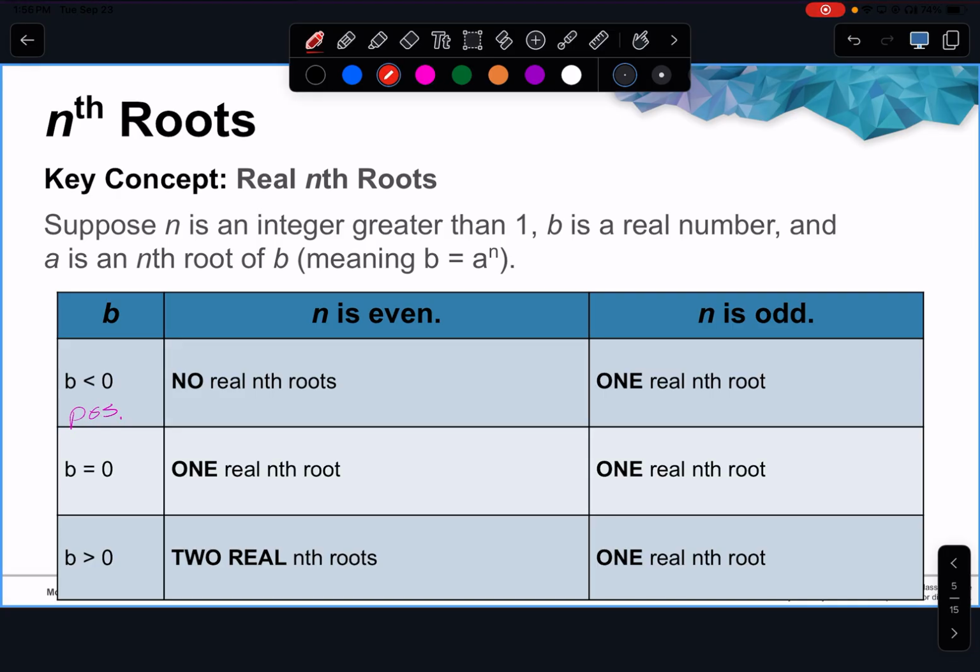Another thing I want to add to these notes is up here, and we're talking about the nth root of b. So when we look at where the n is, that's what we're talking about, like when it says n is even or n is odd. For the middle one, b is 0. That means that what is inside the radical is 0.